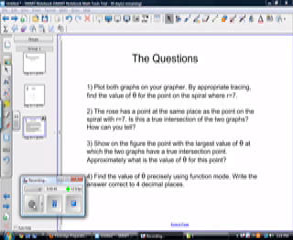4. Find the value of theta precisely using function mode. Write the answer correctly to 4 decimal places.